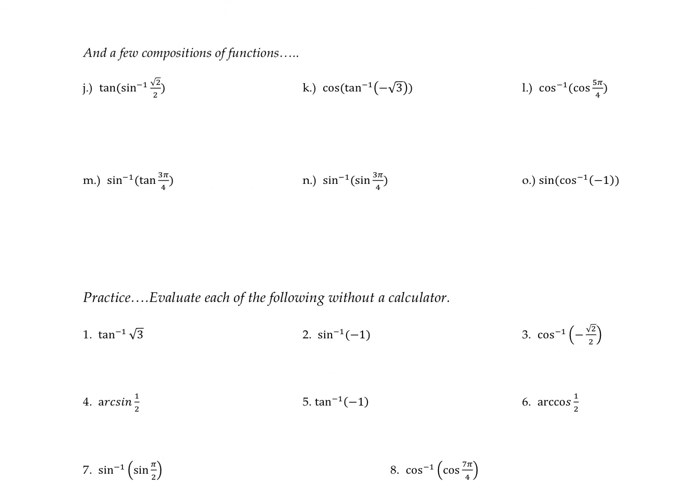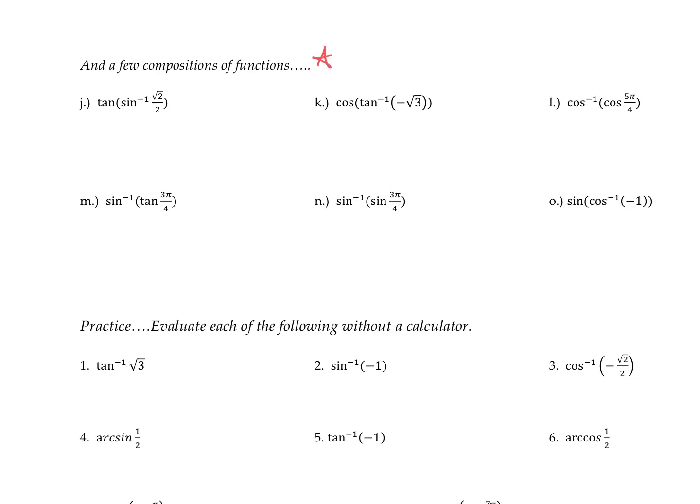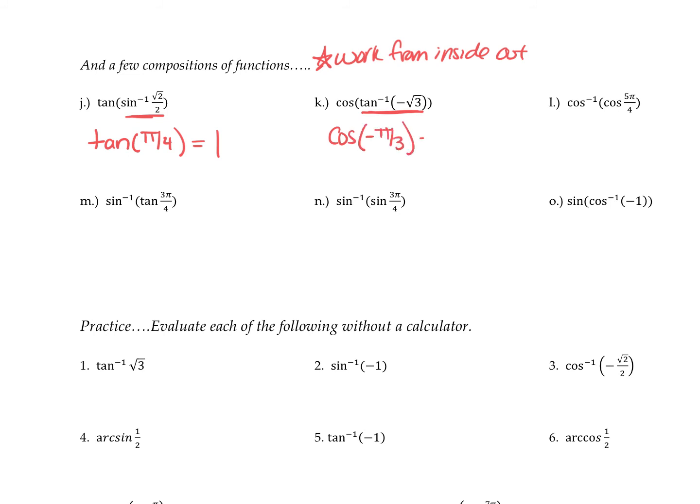All right, so let's put this together with composition now. So with compositions, we always want to work from the inside out. So I'm going to do sine inverse of root 2 over 2. Well, sine inverse of root 2 over 2 is pi over 4. And so the tangent at pi over 4 would be 1. I want to find where the tangent is negative root 3. Well, that happens at negative pi over 3. And so the cosine at negative pi over 3 is going to be positive 1/2.